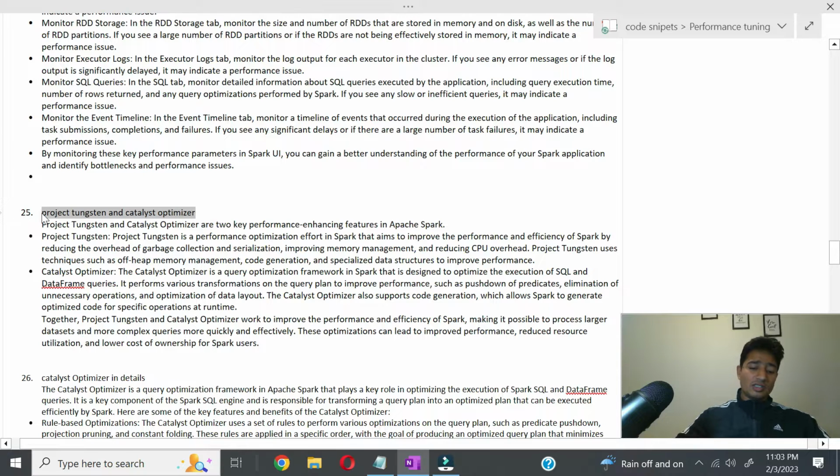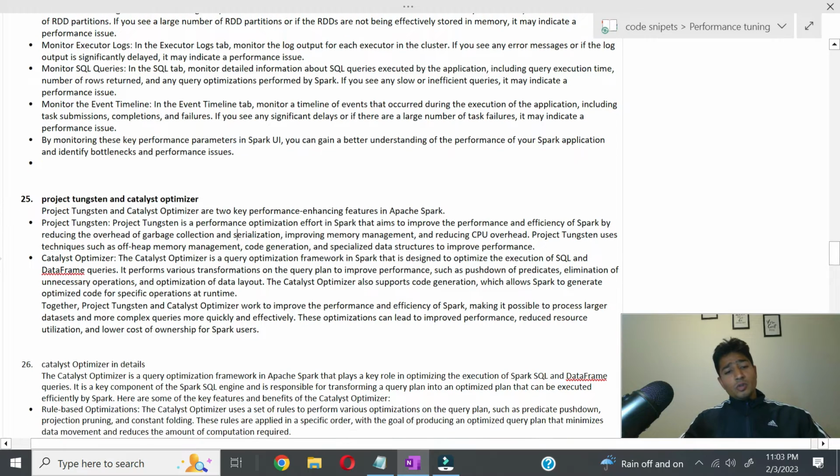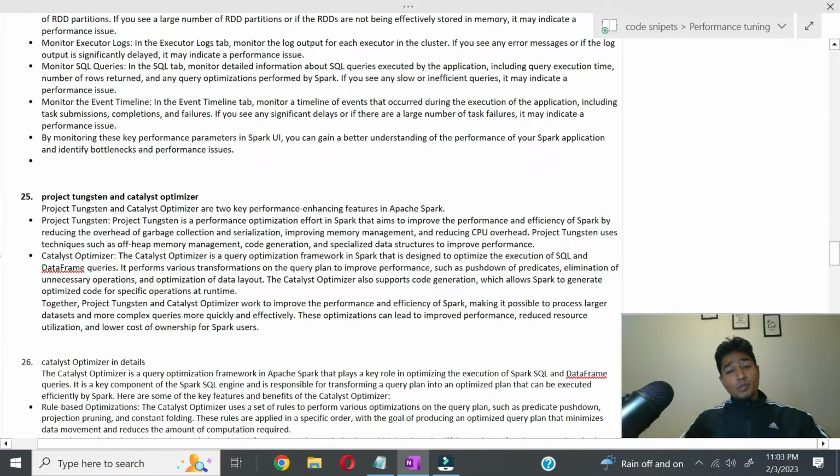What is Project Tungsten and what is Catalyst Optimizer? So Project Tungsten and Catalyst Optimizer are two performance enhancing features in Apache Spark. What is Project Tungsten? It is a performance optimization effort in Spark that aims to improve the performance and efficiency of Spark by reducing the overhead of garbage collection and serialization, improving memory management, and reducing CPU overhead. What does Project Tungsten use? It uses techniques such as off-heap memory management, code generation, and specialized data structures for improved performance. What is Catalyst Optimizer?